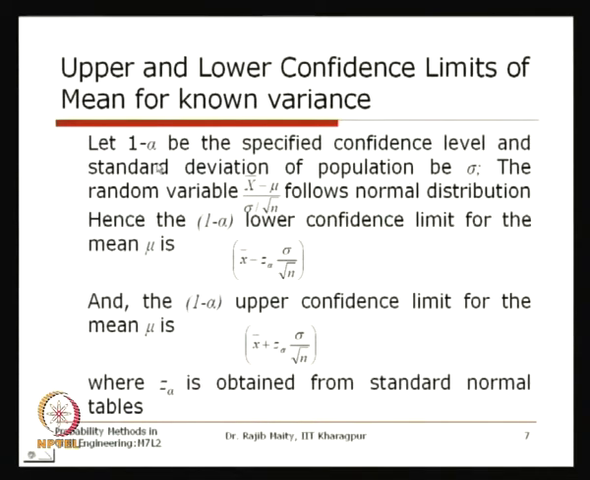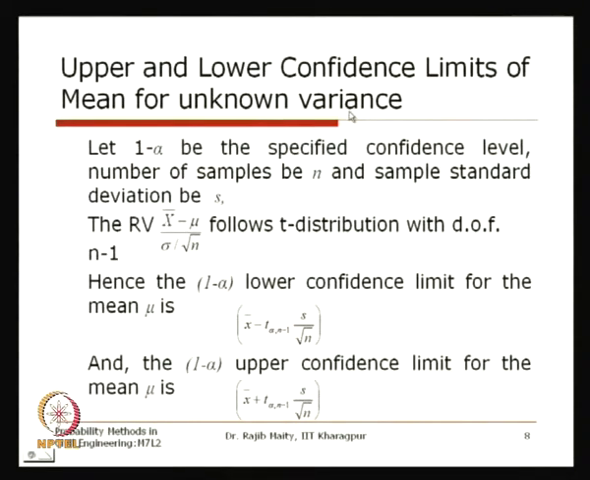Let 1 minus alpha be the specified confidence level and the standard deviation of the population be sigma. The random variable x bar minus mu divided by sigma by square root n follows the normal distribution. Hence, the 1 minus alpha lower confidence limit of the mean mu is x bar minus z alpha sigma by square root n. You see that here also the standard deviation of the population is known, which is sigma, so it will follow the standard normal distribution, and instead of using z alpha by 2, we are using z alpha. And the upper limit, if we are interested, is the mean plus z alpha sigma by square root n, as we have just shown through the pictorial representation, where z alpha is obtained from the standard normal tables.